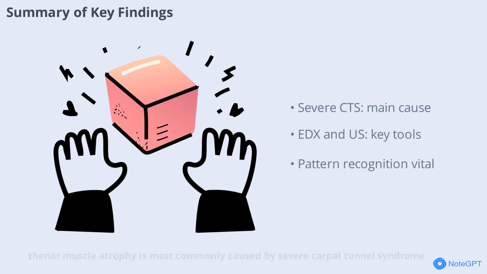Summary: thenar muscle atrophy is most commonly caused by severe carpal tunnel syndrome, but other neurological and musculoskeletal conditions must be considered. Electrodiagnostic studies and ultrasound imaging are complementary tools that help confirm the diagnosis and guide management. Recognizing the patterns of atrophy and associated nerve involvement is essential for effective patient care.